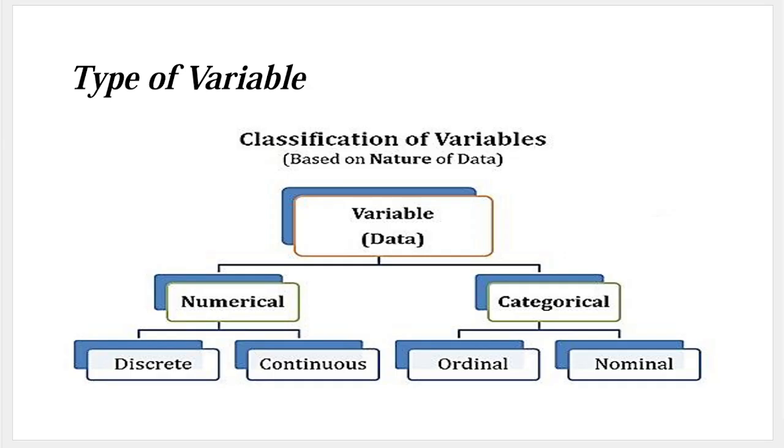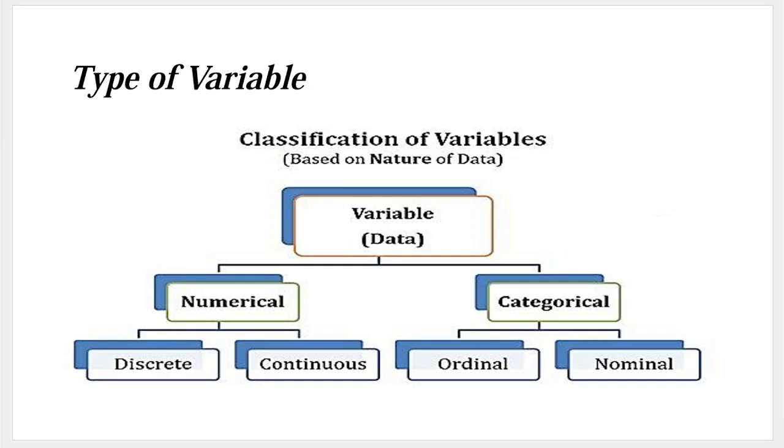Second, we have categorical variables, also called qualitative variables. These represent categories or groups rather than numbers. They are also divided into nominal variables and ordinal variables. Nominal variables, categories with no order, like gender or blood type. But ordinal variables, categories with a meaningful order, like disease severity, from mild to moderate to severe.